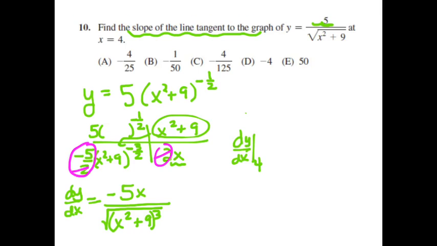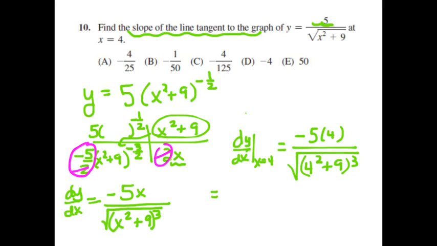So I'm going to evaluate the derivative at 4. And this is some notation that we use to show that we're plugging in a number. Actually, I should have put x equals 4. So I'm going to plug in 4: negative 5 times 4 over the square root of 4 squared plus 9, cubed. So I've got negative 20 in the numerator. And in the denominator, 4 squared is 16, plus 9 is 25. Square root of 25 cubed.